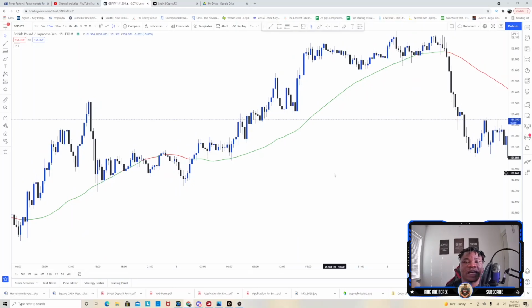For this scalping strategy, I'm going to be showing you guys two examples. I'll be showing you guys a buy example and a sell example.